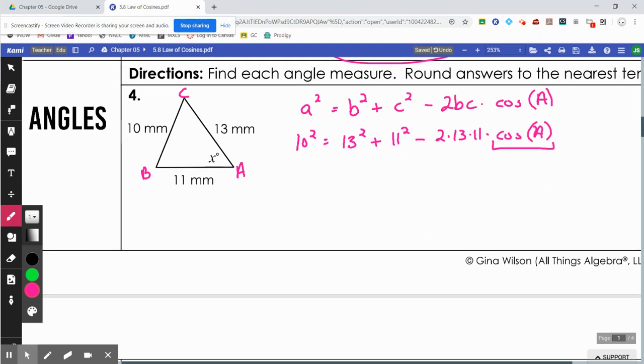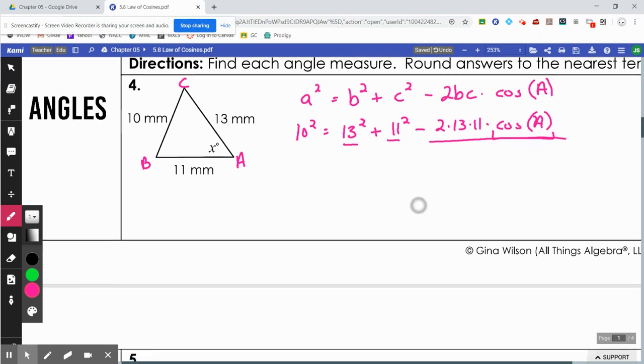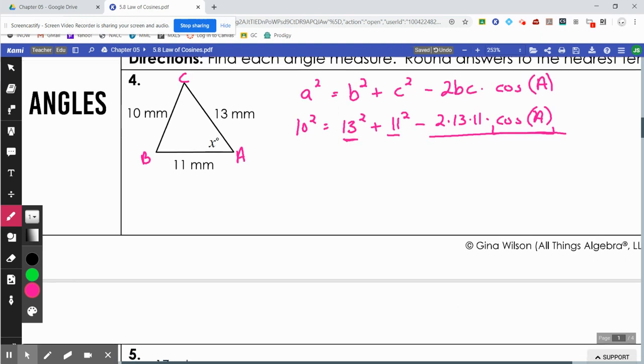So look what we've got to do. To solve this equation, I have 1, 2, 3 terms on the right side. My first step is to take the 13 squared and the 11 squared and move it to the other side. Since they are terms and they are both positive, I can do minus 13 squared and minus 11 squared is equal to negative 2 times 13 times 11 times the cosine of a.